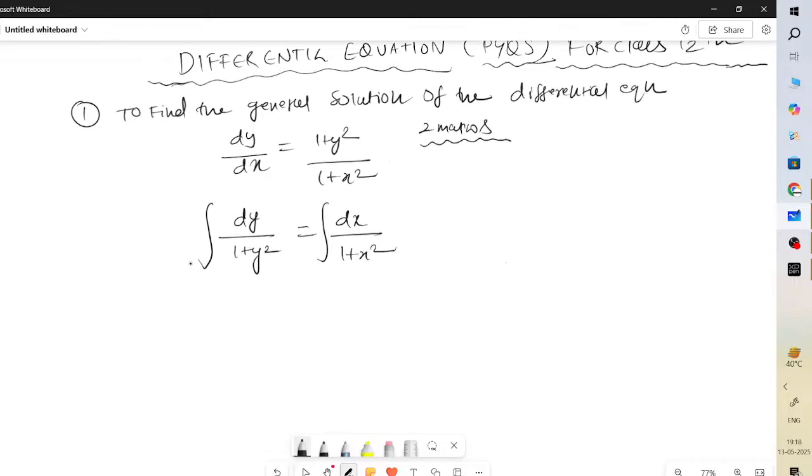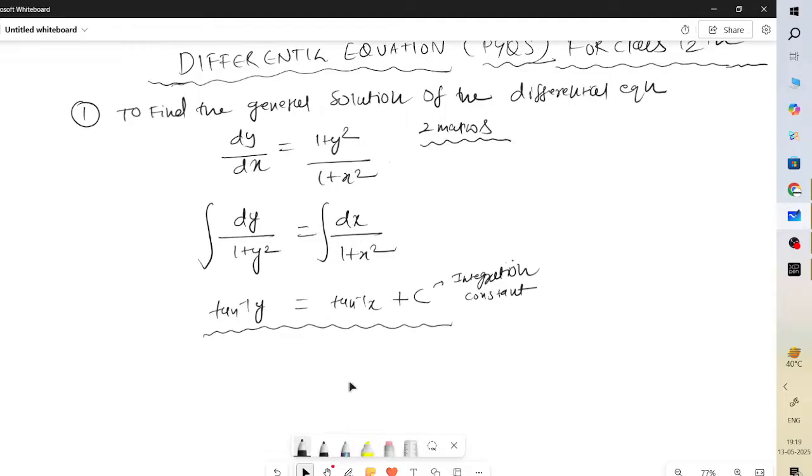So we know that the integration of 1 by 1 plus y square is tan inverse y, and integration of 1 by 1 plus x square is tan inverse x, and then plus the integration constant, which is our required solution, and C is our integration constant. Okay, so this is our solution.